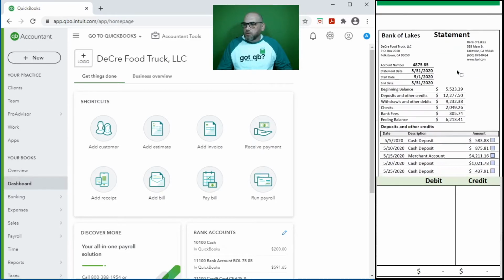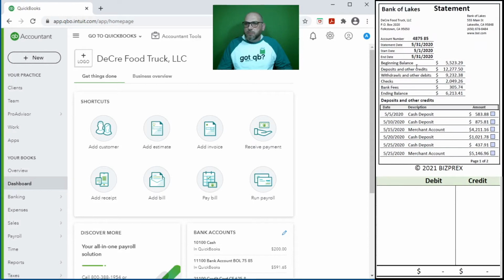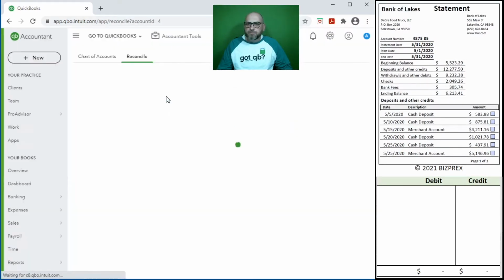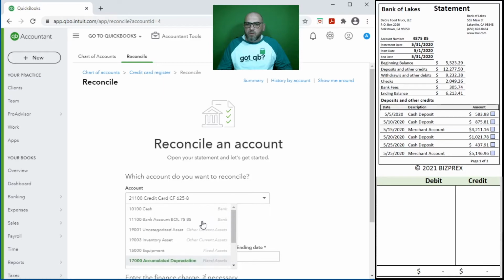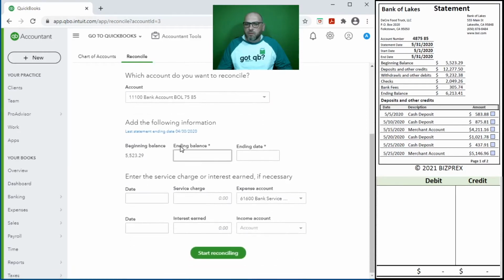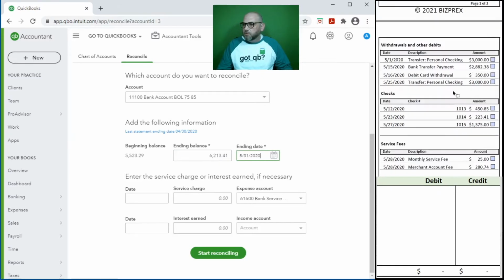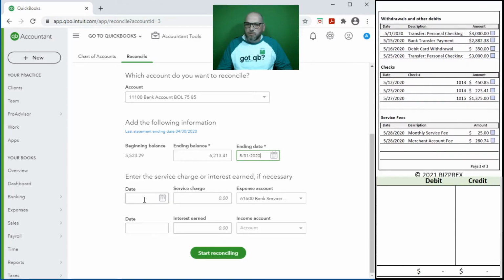Let's move forward with reconciliation of our bank statement. Make sure we select it. Okay, ending balance. Enter that. Okay, ending date. Do we have service fees? Yes, we have our $25 fee. Okay, good. Bank service charges.